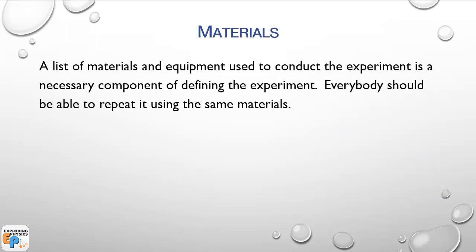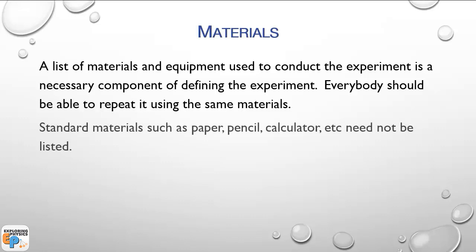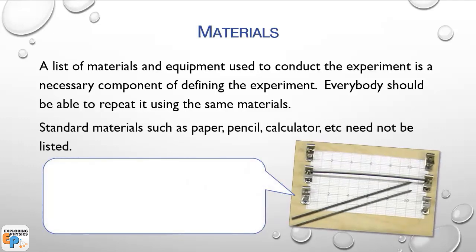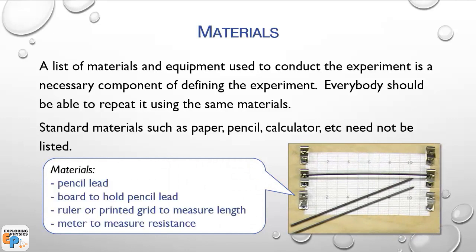A list of materials and equipment used to conduct the experiment is a necessary component of defining the experiment. A person who has not seen the experiment performed should be able to repeat it with the same materials. Standard materials, such as paper, pencil, calculator, or other things, need not be listed. Here, our materials list includes pencil lead, a board to hold the pencil lead, a ruler or printed grid to measure the length of the pencil lead, and a meter to measure the resistance.